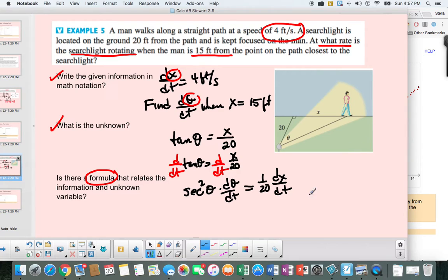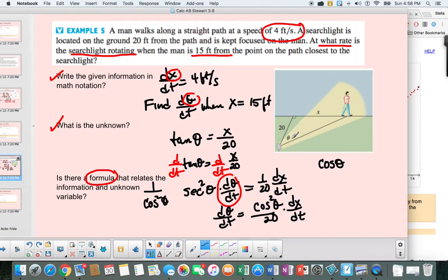All right, so I'd like to find d theta/dt, which is this value right here. So I'm going to write d theta/dt is equal to, now secant squared theta is the same thing as 1 over cosine squared theta. So when I put it to the other side, I'm going to get cosine squared theta all over 20 times dx/dt. I do have dx/dt, and now I'm going to help you figure out what cosine theta is.